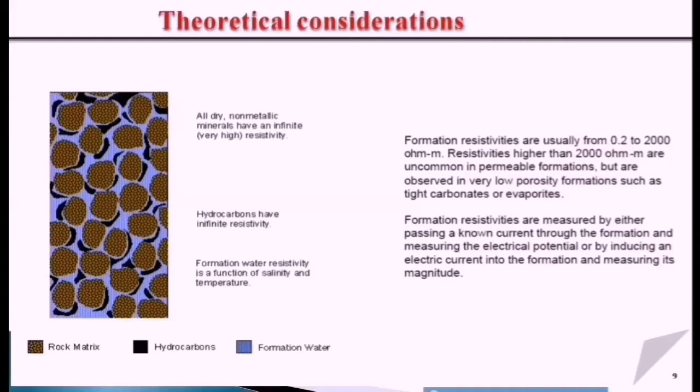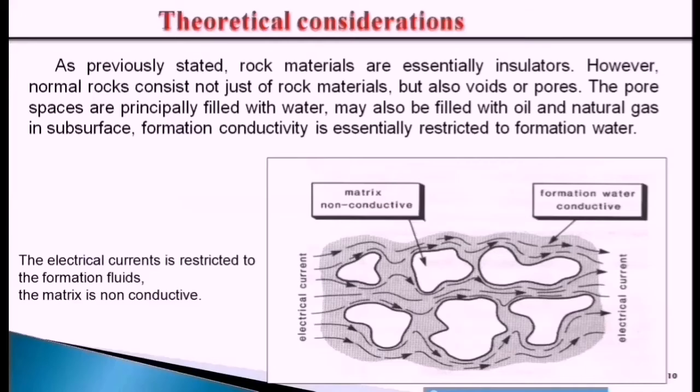As just mentioned before, rock materials are essentially not conductive. However, normal rocks consist not only of rock material, but also have pore space. These pore spaces are principally filled with water, or they could be filled with oil and gas in the subsurface. So the formation conductivity is essentially restricted to the formation water. So the formation water plays a very important part in the pore space, because it could be either conductive or non-conductive. So the current flow will be restricted to the formation water more than the matrix.